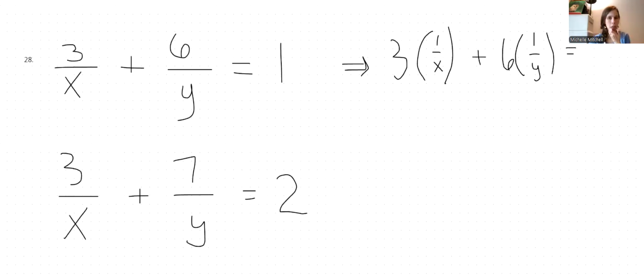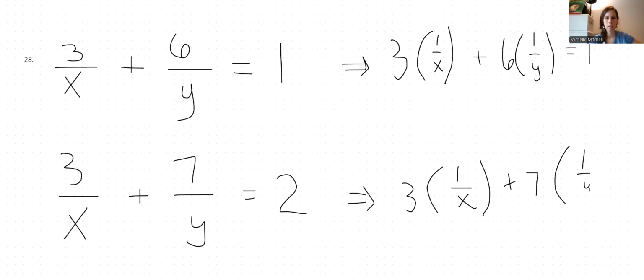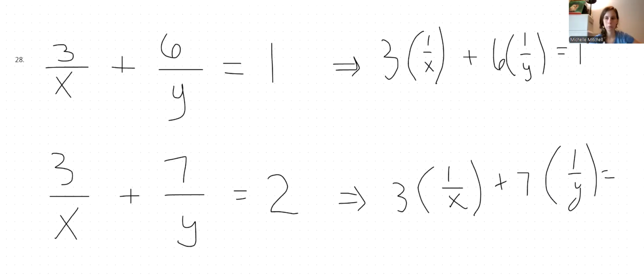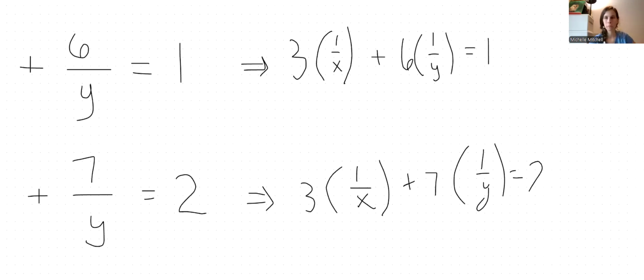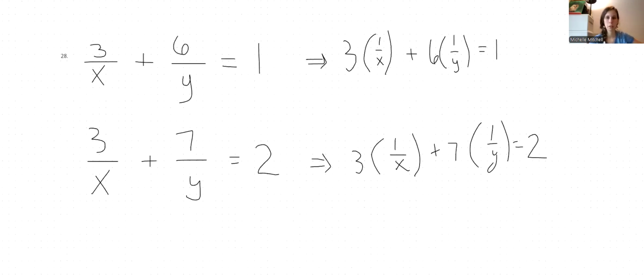On this problem, I'm going to rewrite it as 3 times 1 over x plus 7 times 1 over y equals 2. Okay, so take a second, get that copied down onto your page.